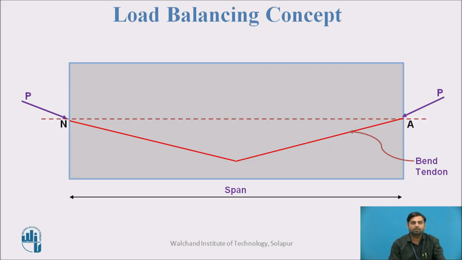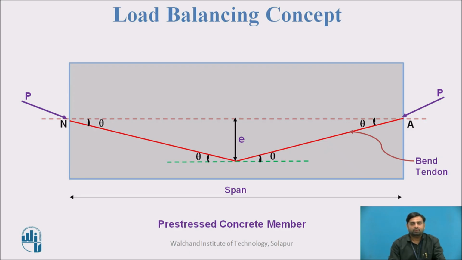This is the span of the beam. Now the eccentricity of the bend tendon is maximum at the center, that is eccentricity e, and the eccentricity at the end is 0. You can see in the diagram. Let us say that the angle of the bend tendon with the centroidal axis is theta. By the alternate angle theorem, if the above two angles are theta, then the below two angles will also be theta.